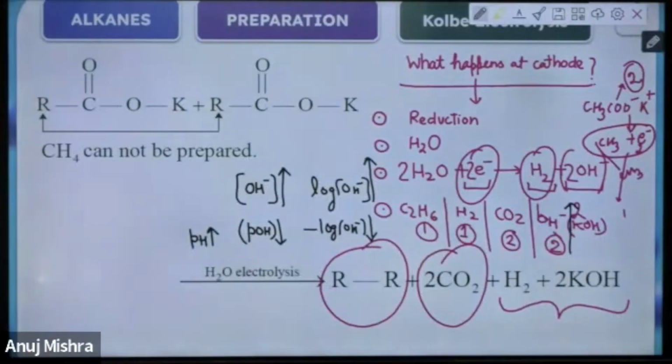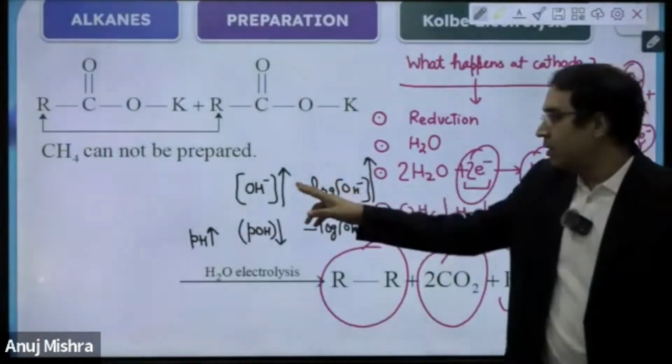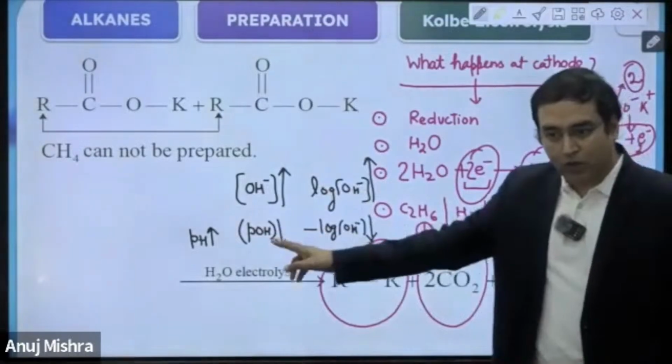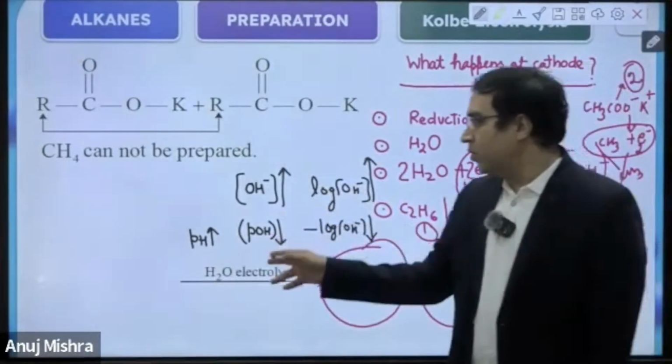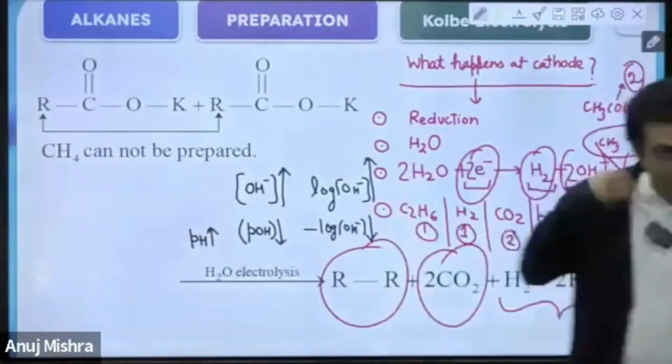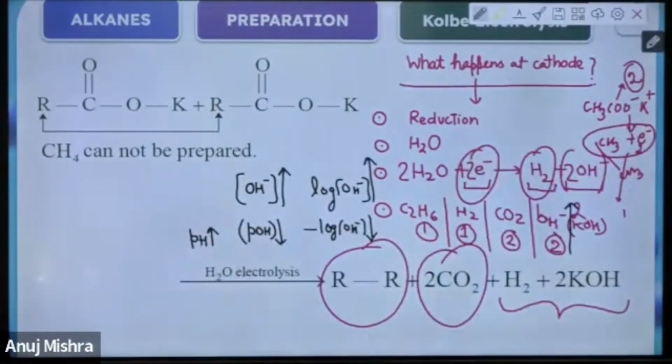Please note down this also. Can you connect this? As the reaction progresses, more and more OH minus will form. If OH minus will form, log OH minus will increase, minus of log OH minus will decrease, which is called POH. This will decrease, and if POH will decrease, that means OH is going down, so H is improving. pH will be higher, right? Correct?